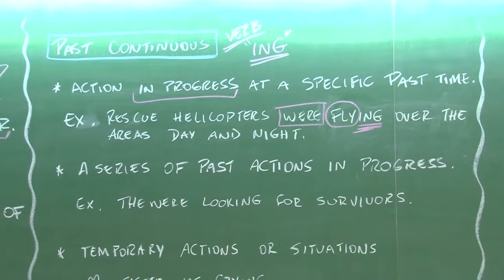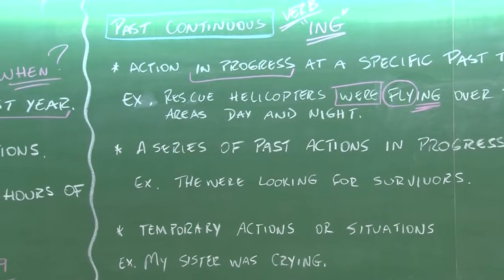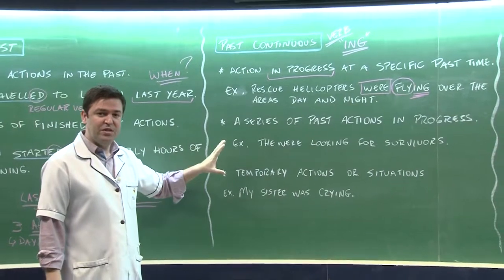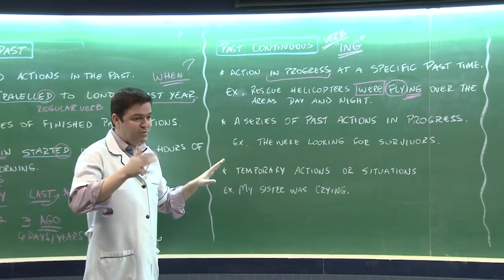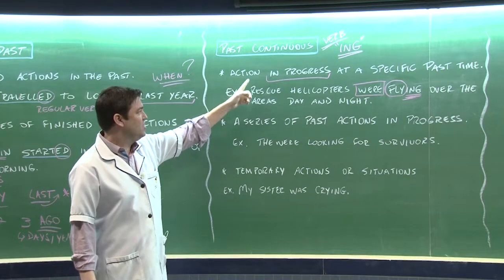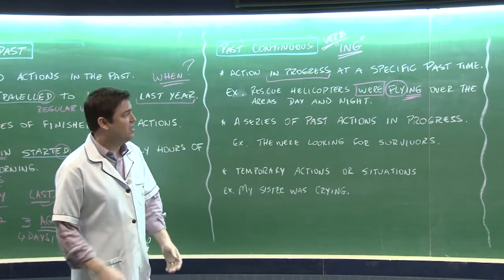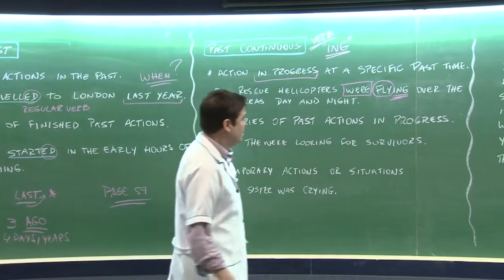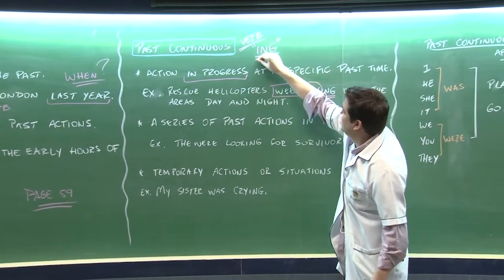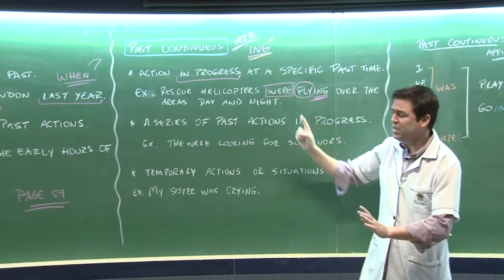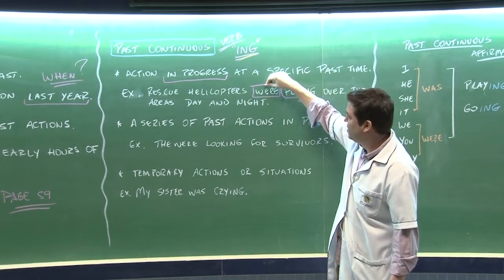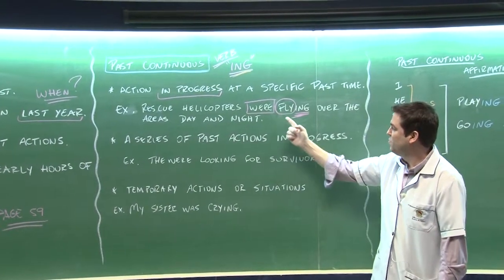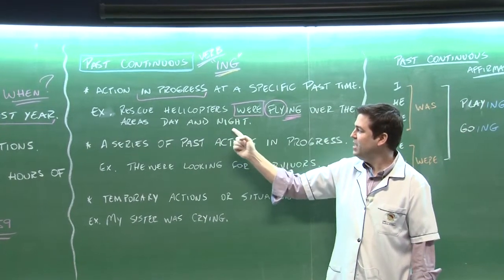Okay guys, now moving on to past continuous. The past continuous is a bit different from the simple past because in this situation we have a progressive action, right? So actions in progress at a specific past time. How do I know it's an action in progress? By using verbs with ING, all right? I've already put it here, so I'm always going to have a verb with ING. I'm also going to have the verb to be here. I put an example: rescue helicopters were flying over the areas day and night.